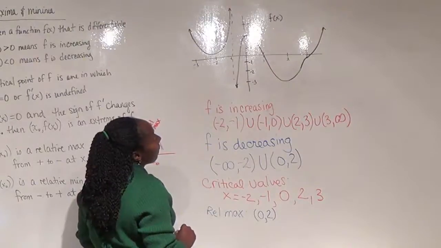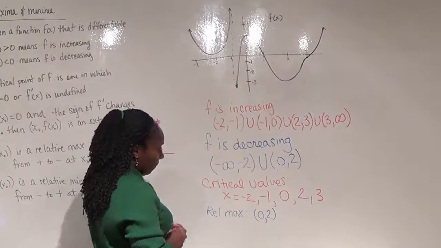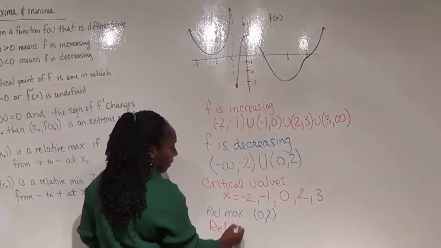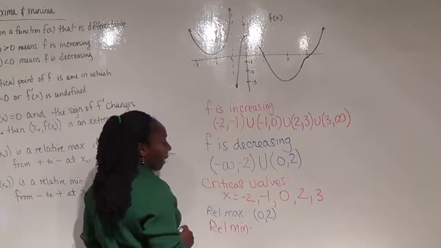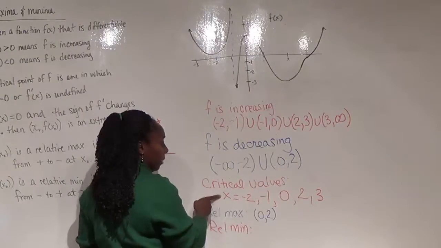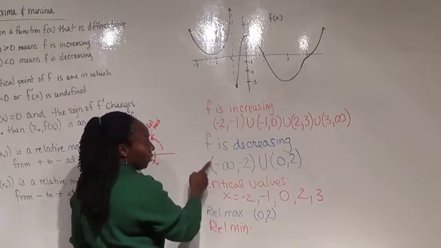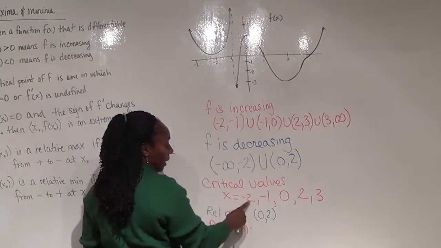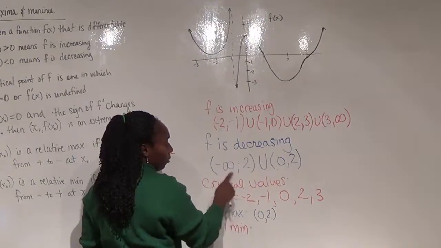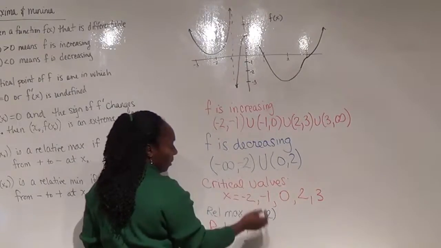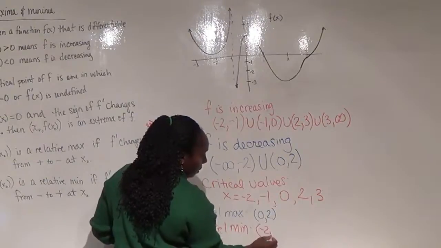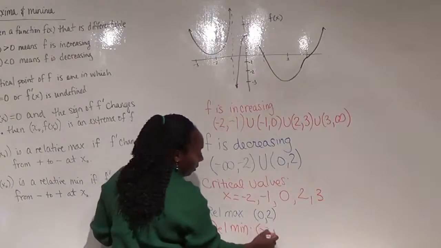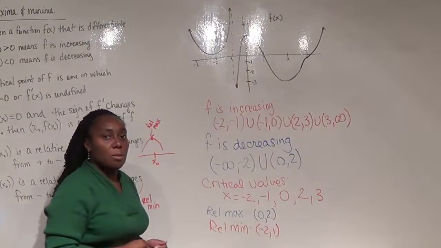Okay? For relative min, we can do the same thing. So here again, we're looking for places where it's a critical point, but it changes from decreasing to increasing. And so here we can see at x equal negative 2, it goes from decreasing to increasing. So at negative 2, y value there is 1. That ordered pair is going to be a relative min.